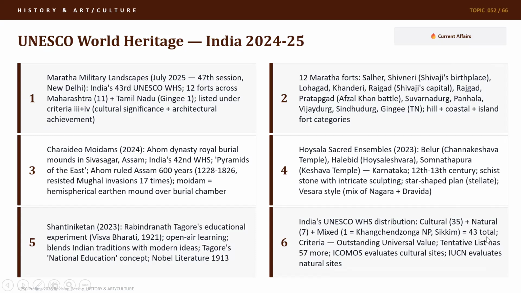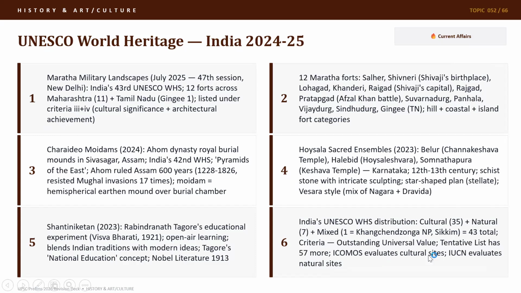So hence we have 43 total. Cultural sites are the most in number, basically 35. Natural are 7, and mixed is 1. What is the criteria? It should have outstanding universal value, and the tentative list has 57 more.